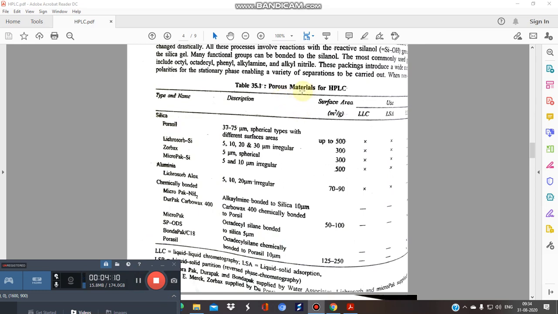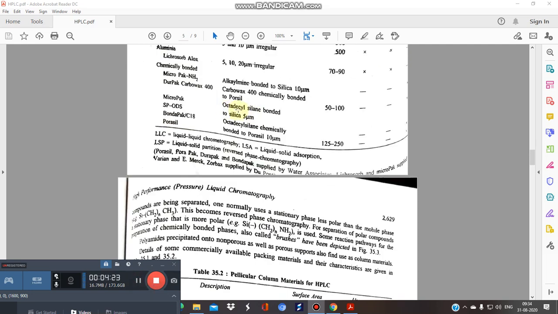So these are the different types of porous material used for HPLC, like silica, alumina, or different types of ODS. This is a very commonly used reverse phase stationary phase, that is octadecyl silane bonded silica. Okay, ODS. Remember, ODS is very much used in reverse phase HPLC.